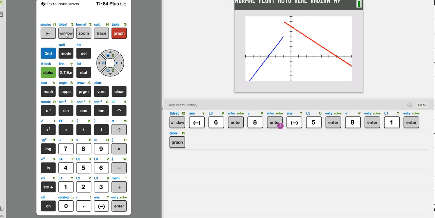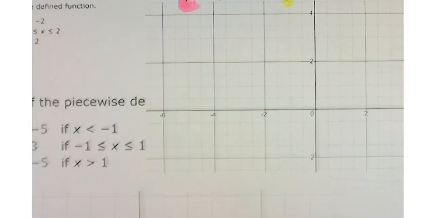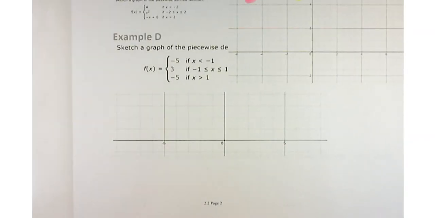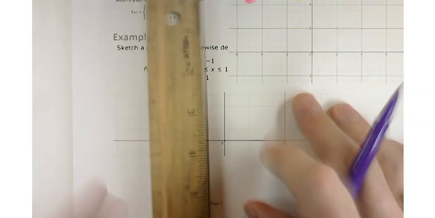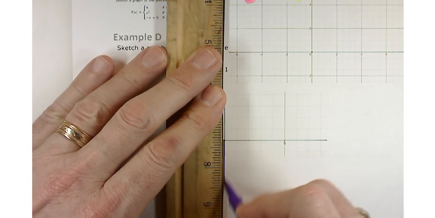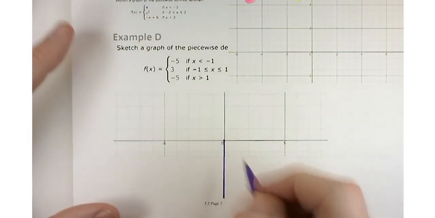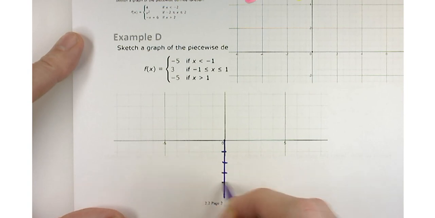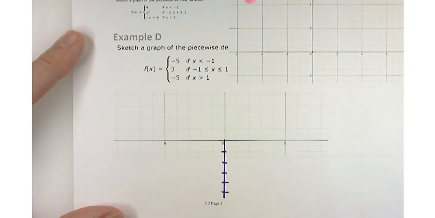Let's go down and do example D, and then we'll finish up with example, no, it's still part of example C, I guess. So this one, you're going to need to extend your graph here a little bit. I'm not sure why, but it didn't print well enough. So let's extend this downwards, and then put some tick marks. So -1, -2, -3, -4, -5.